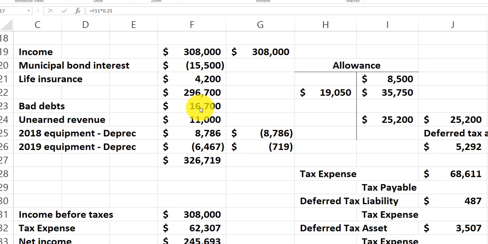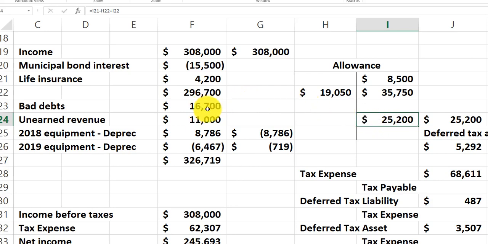Then we have our temporary differences. One of them is the bad debts. This is the allowance for bad debts account, what it should look like. Remember, in exercise 1, we ended with an allowance of $8,500. That was the difference last year. This year, we estimate the allowance here, that's the credit, and we write off accounts here, that's the debit. So our ending balance is $25,200.